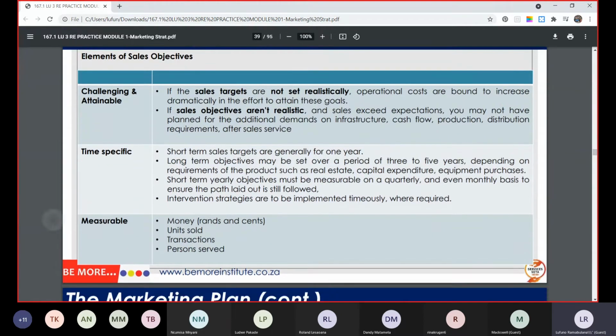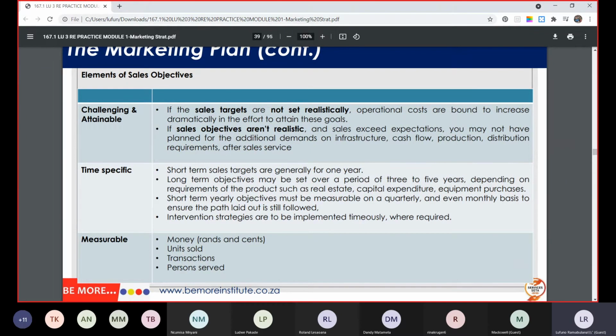So we have the different elements of the sales objectives, which are challenging and also attainable. If the sales targets are not set realistically, operational costs are bound to increase drastically in an effort to attain these goals. If sales objectives aren't realistic and sales exceed expectations, you may not have planned for the additional demands on infrastructure, cash flow, production, distribution requirements, and after-sales service. For instance, this is something I've seen actually happen most of the time.